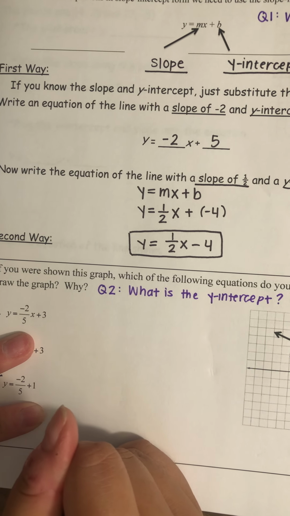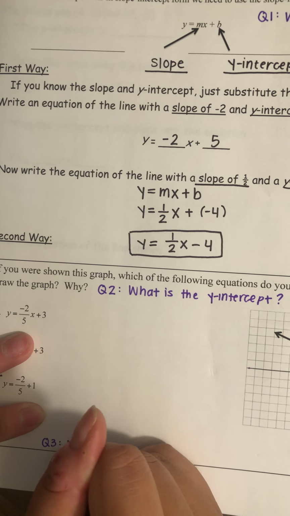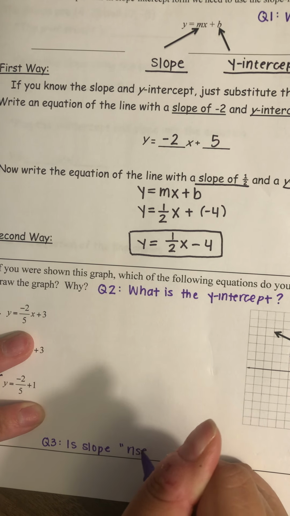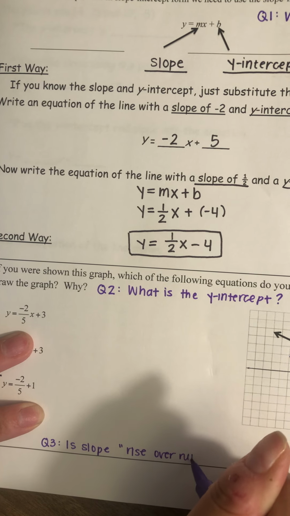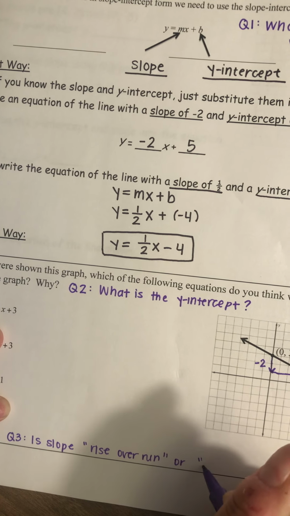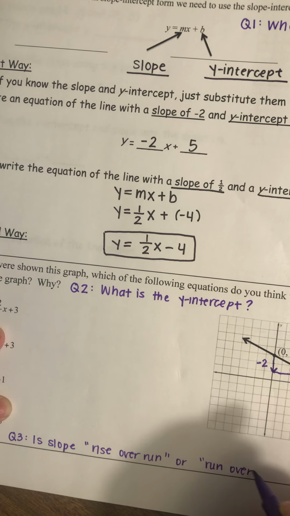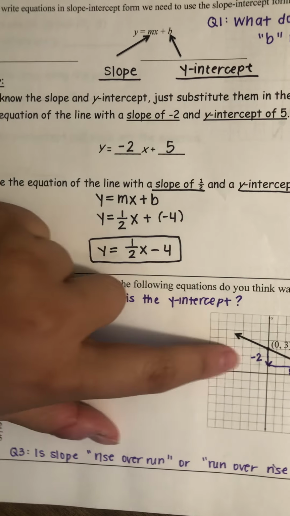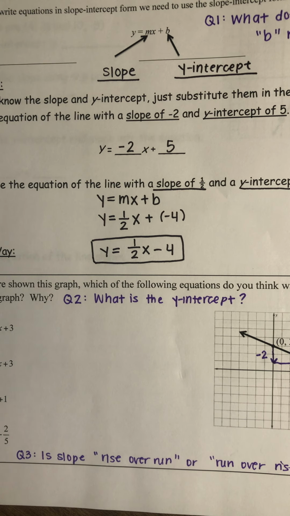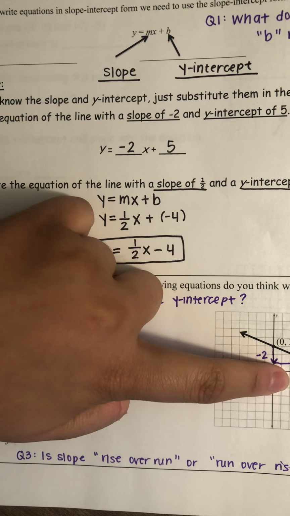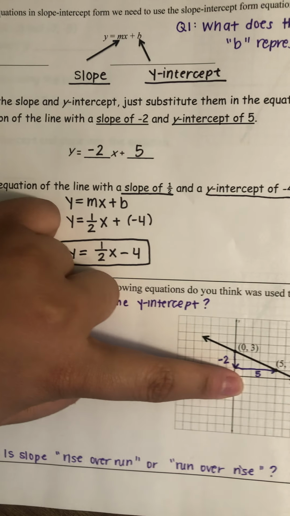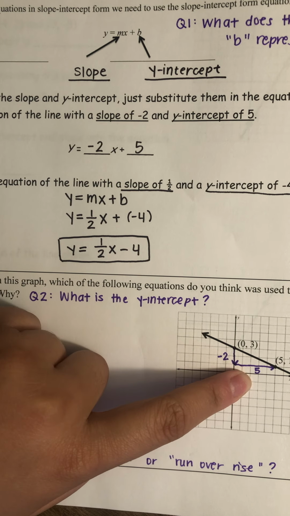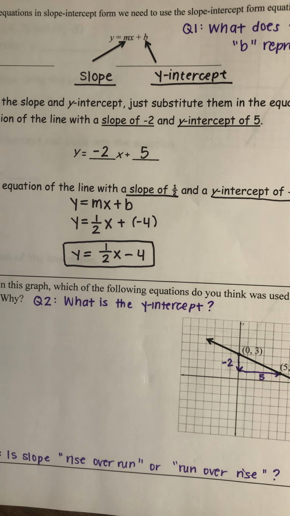So your next question is, is the slope going to be the rise over run or run over rise? So when I use these two numbers to find my slope, will I put the rise over the run, so negative 2 over 5, or will it be the run over the rise, meaning the 5 over the negative 2?